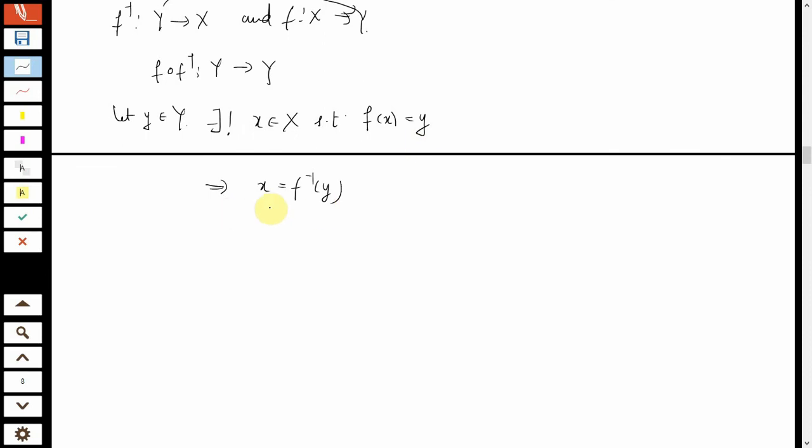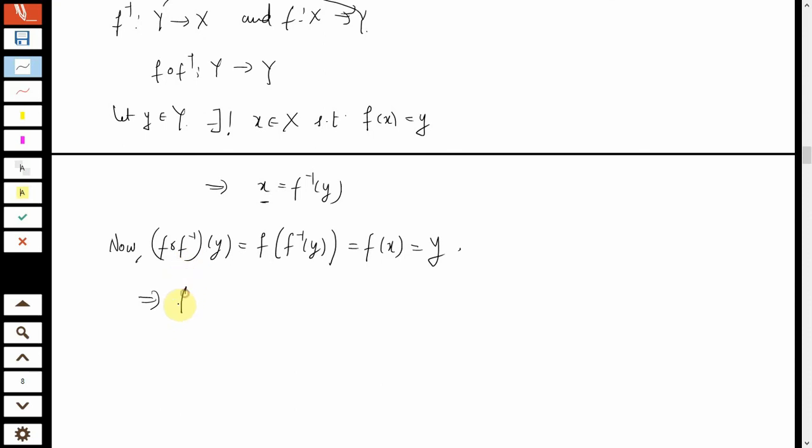Now if you compute f composite f inverse at y, this is nothing but f of f inverse of y, and that's the same as f of x, because f inverse of y is equal to x, but f of x is nothing but y. This shows that y maps to y through f composite f inverse, and therefore f composite f inverse is an identity map defined on the set Y, not X, set Y. So this is one crucial property of the inverse of a map.